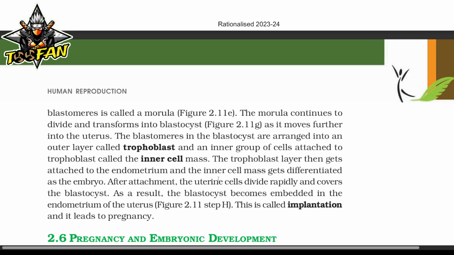inner cell mass. The trophoblast layer then gets attached to the endometrium and the inner cell mass gets differentiated as the embryo. After attachment, the uterine cells divide rapidly and cover the blastocyst, and as a result the blastocyst becomes embedded in the endometrium of the uterus. This is called implantation, and it leads to pregnancy.